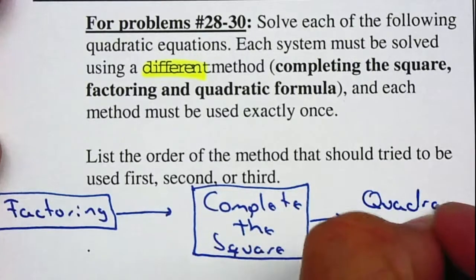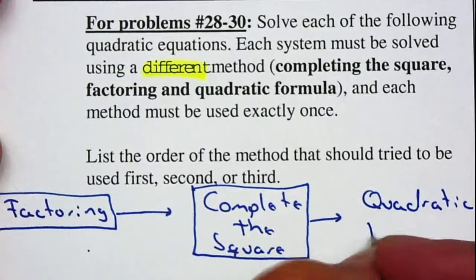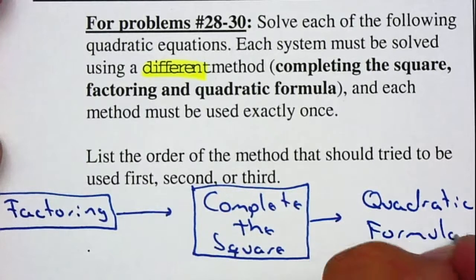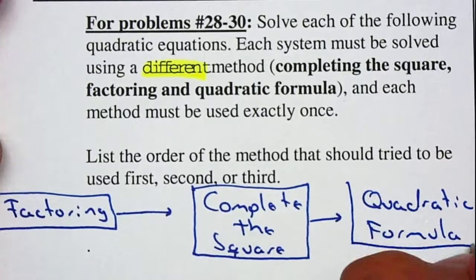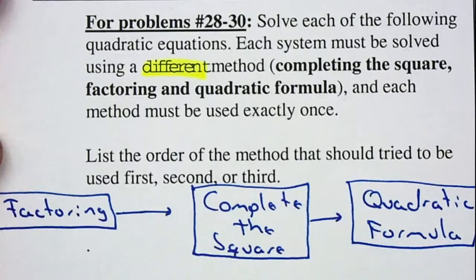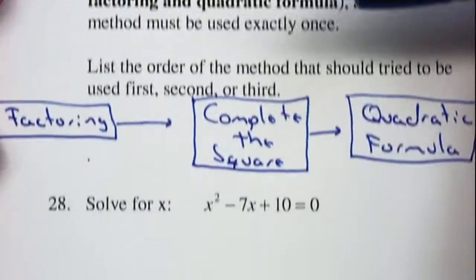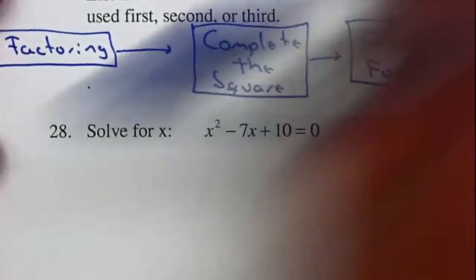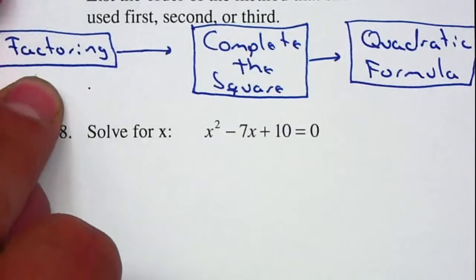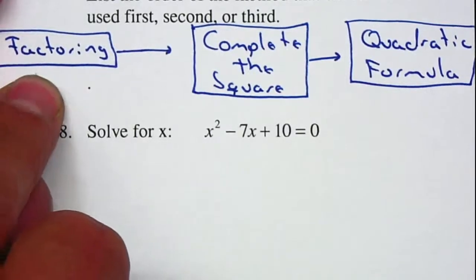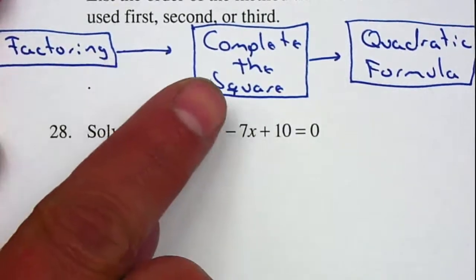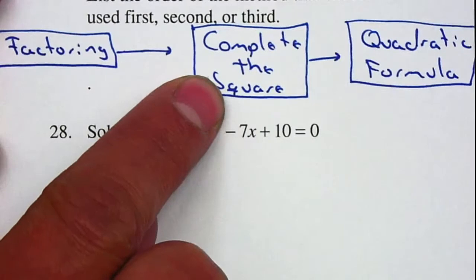And the quadratic formula works every single time. So if you wanted to solve all three of them by the quadratic formula, you'll be getting the correct answer. But in this case, we want you to use each method once. For example, on problem number 28, first thing we should do is see if we can factor. If we're not able to factor, then we will need to use complete the square.